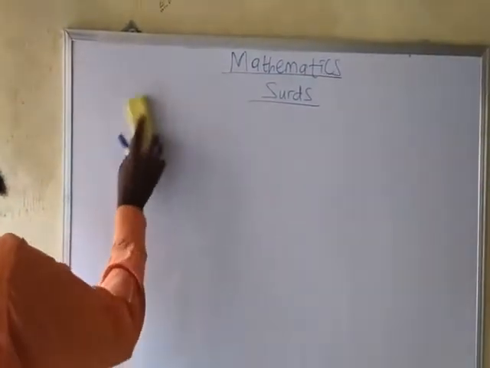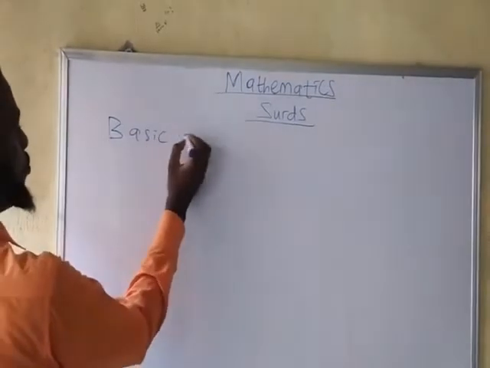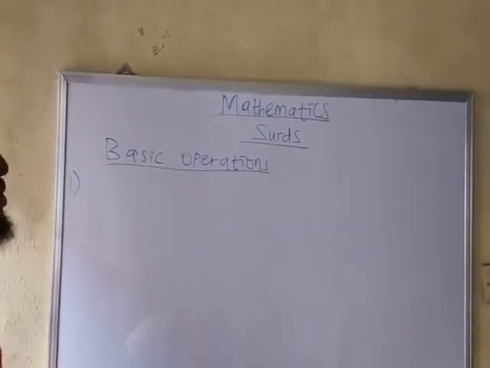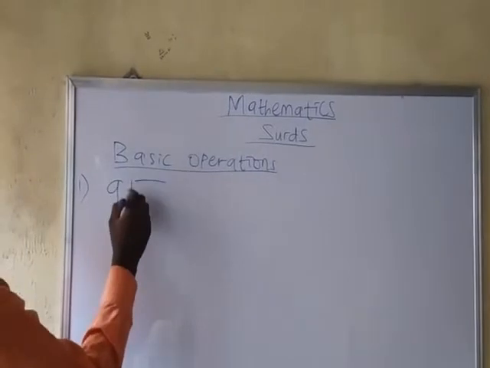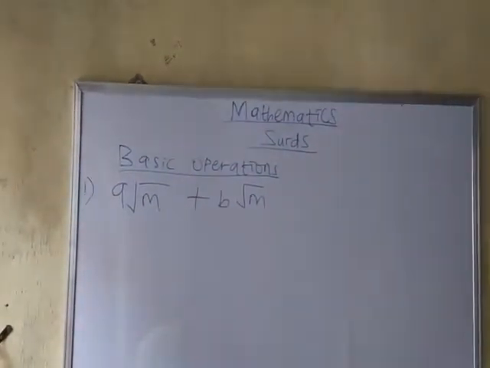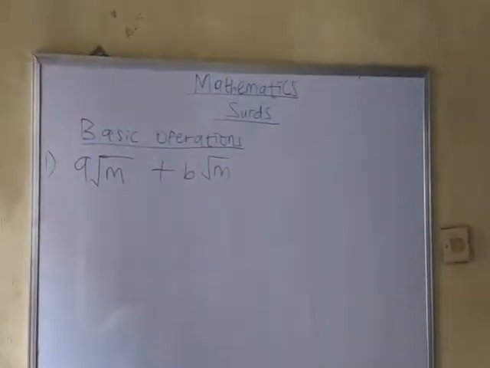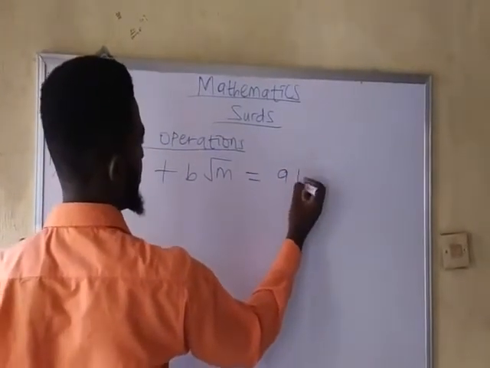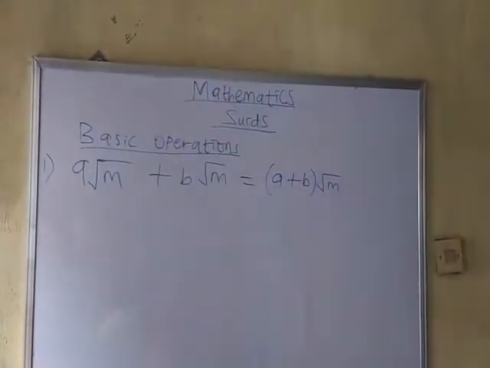Okay, so we're going to try and do some basic operations of surds and see how far we can go. The first operation usually is the addition operation. Let me state the rule. You have a root m plus b root m. For surds to be addable, the numbers within the square root sign must be the same. And if that is the case, all we have to do is like factorization. If we factor out root m, what remains is a plus b. So you need to add a plus b and then put root m.